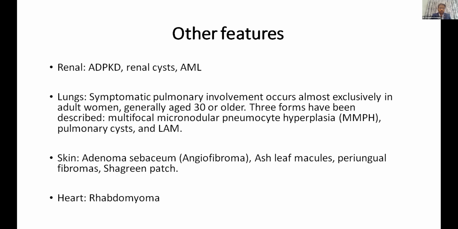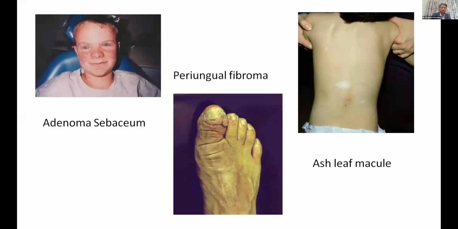lymphangioleiomyomatosis. In the skin, as I told you, the manifestations are very classic: angiofibroma, that is adenoma sebaceum, which is seen on the face; ash leaf macules, which are hypomelanotic macules seen all over the body, especially on the back; periungual fibromas; and shagreen patch, which is a slightly hyperpigmented, slightly orange colored large patch over the back. In the heart, they have rhabdomyoma, especially in infants. There can be early deaths as a result of rhabdomyomas, but they will all regress as age progresses. So these are the pictures of adenoma sebaceum, periungual fibroma, and ash leaf macule.